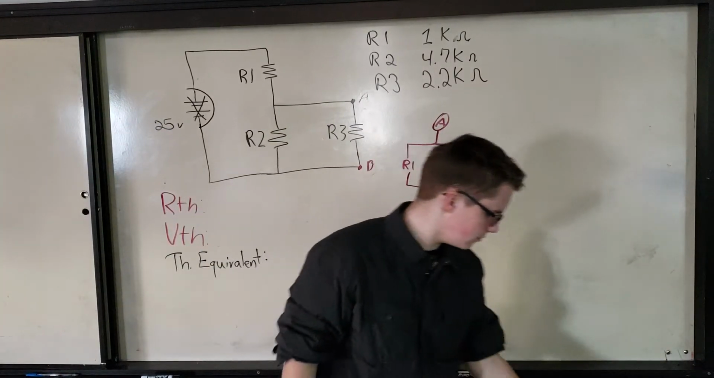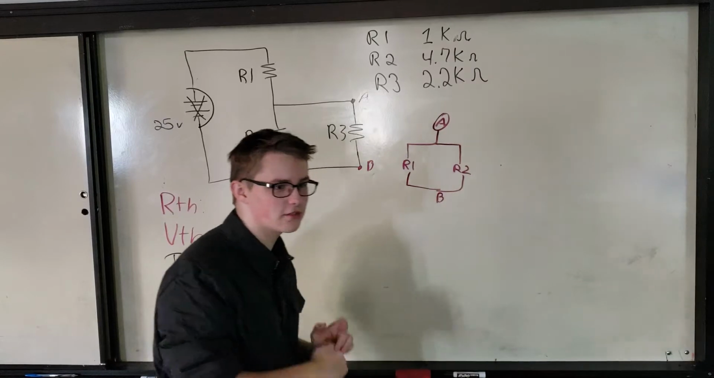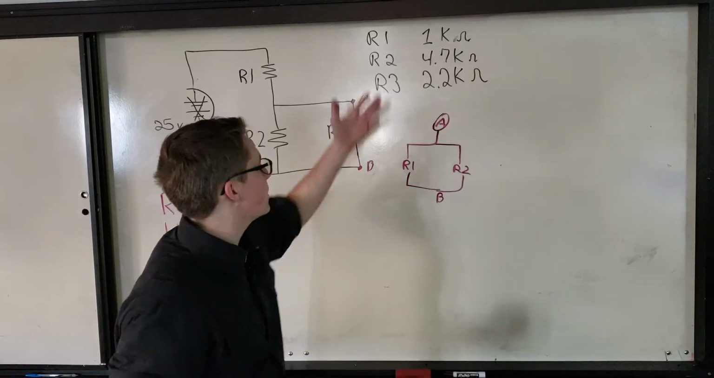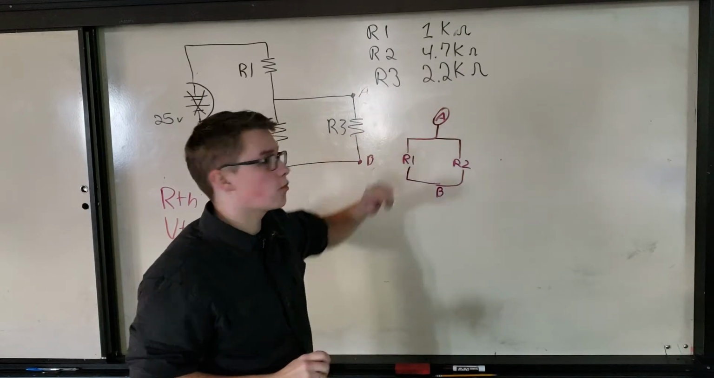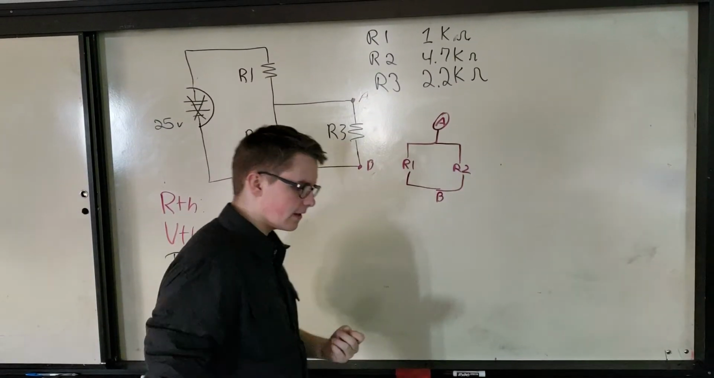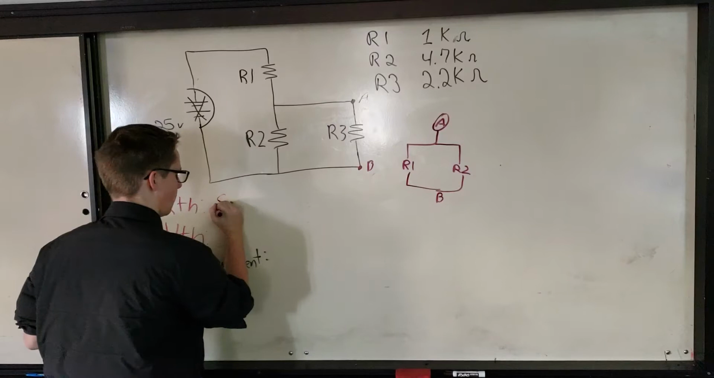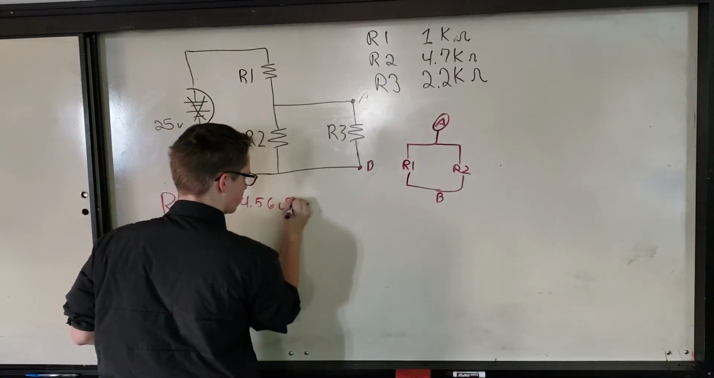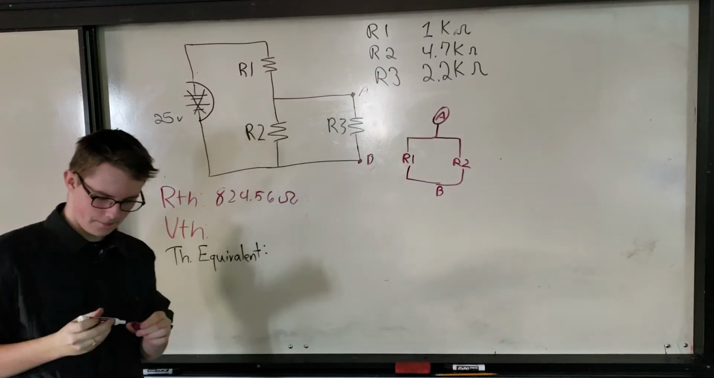When you plug in your values, if you're at this point in electronics, you should be able to solve a parallel circuit like this. So you invert 1K and invert 4.7K, add them together, invert them, giving you a whopping total of 824.56 ohms. I'm not good at drawing the ohm symbol.